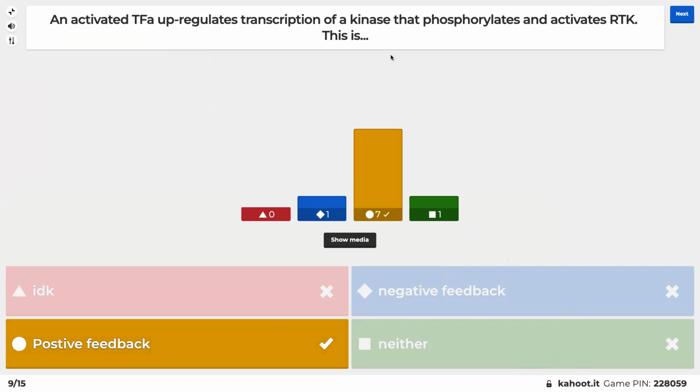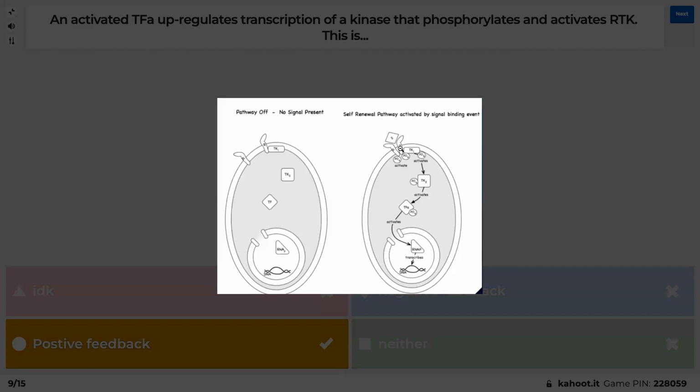So RTK, if we pull back up the picture, we see RTK is up here. That's our binding element. Sorry if that wasn't clear.